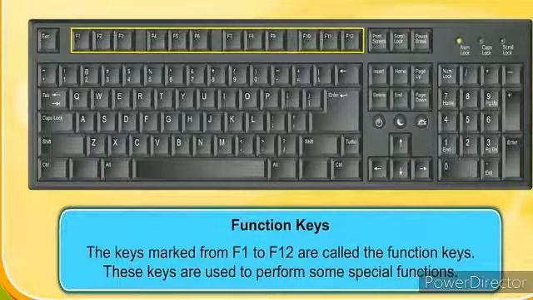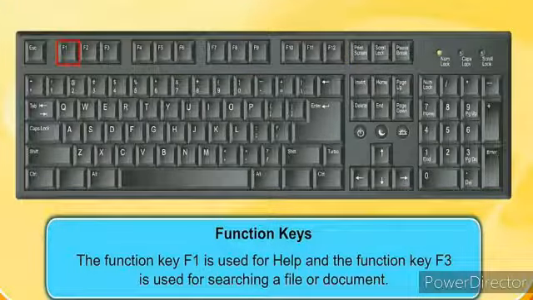Now we are going to discuss the function keys. The keys marked from F1 to F12 are called the function keys. These keys are used to perform some special functions. For example, the function key F1 is used for help, and the function key F3 is used for searching a file or document.